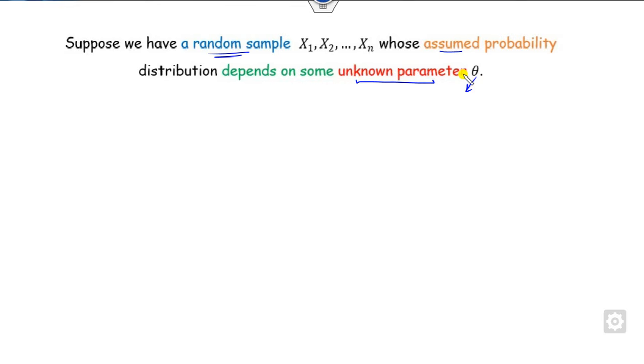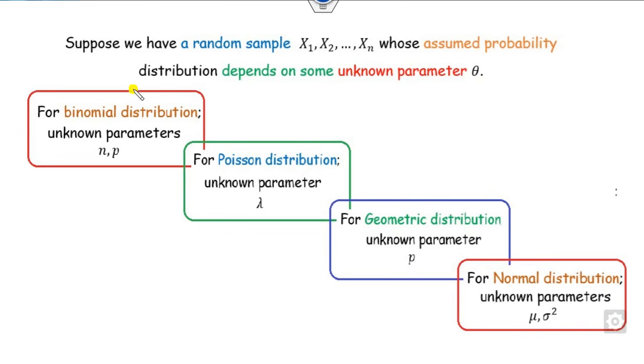What is the meaning of this unknown parameter? For example, if you have the binomial distribution, we know that there are two unknown parameters. So these are my theta 1 and theta 2. There is only one unknown parameter in the Poisson distribution, so this is called theta. Geometric distribution also has only one parameter, so this is theta. There are two unknown parameters for the normal distribution, so we call them theta 1 and theta 2, and so on. So that's the meaning of the unknown parameters related to the distribution.